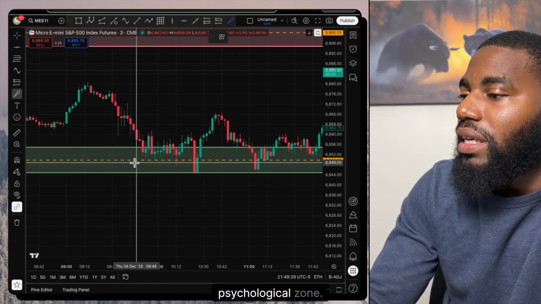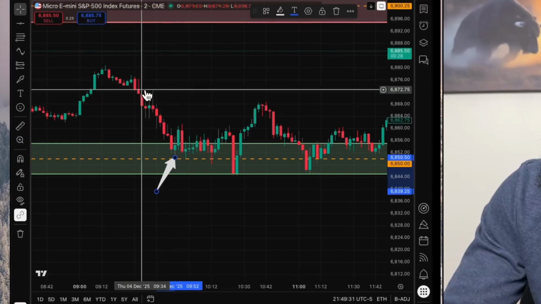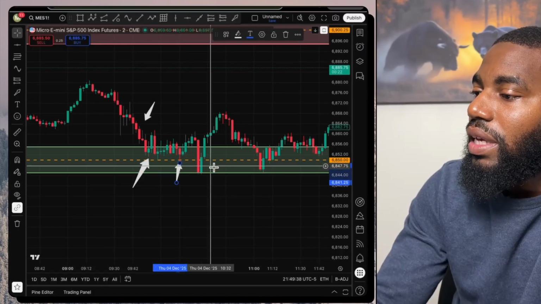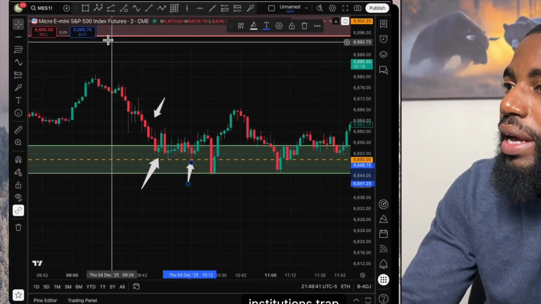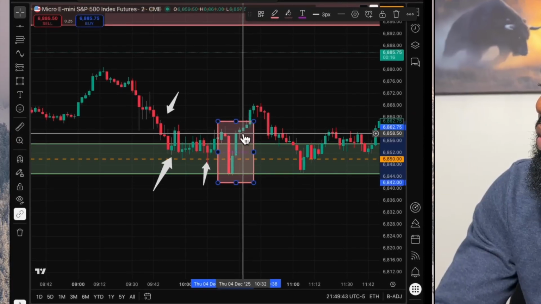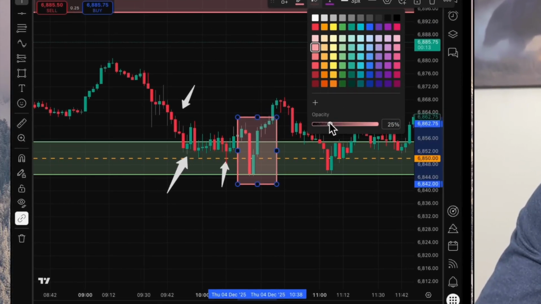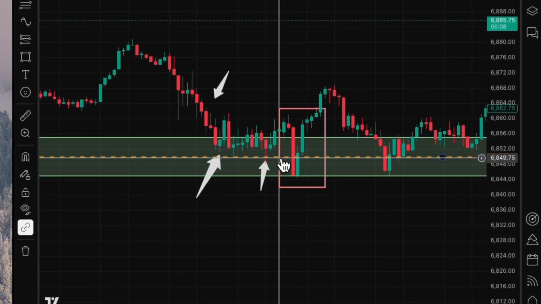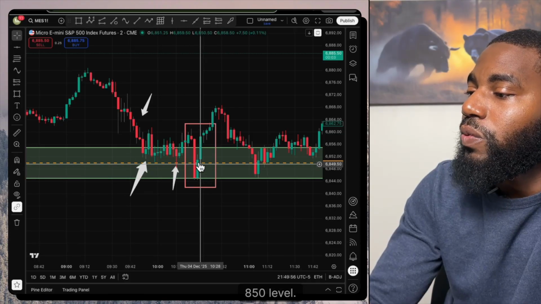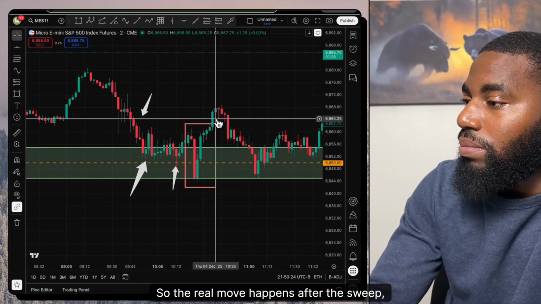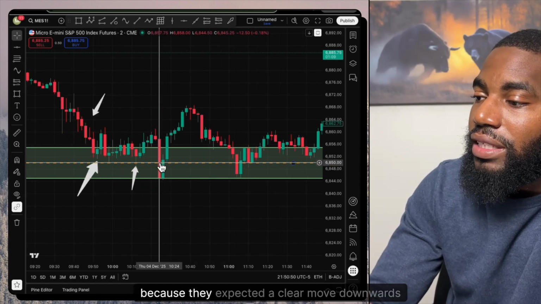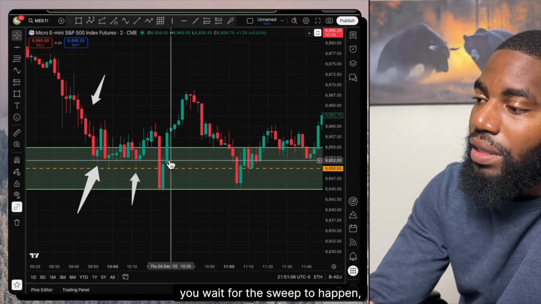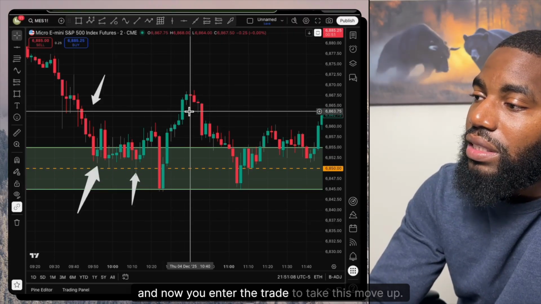We can see here, at the psychological zone, it brought the retail traders down to the zone. As you can see here, all the selling is going down to the zone. And now institutions trap everyone in this zone, which here's the trap. Trap everyone, push right through it, reclaim this psychological level here, the 6,850 level. So the real move happens after the sweep, as you can see here, because they expected a clear move downwards. If you're a smart trader, you wait for the sweep to happen, the reclaim, and now you enter the trade to take this move up.